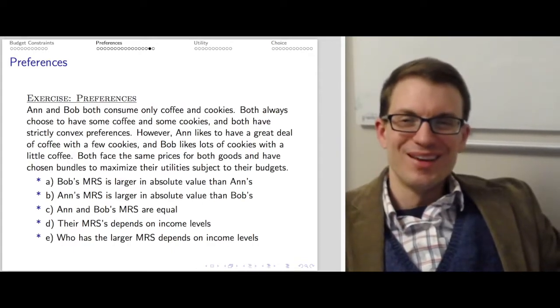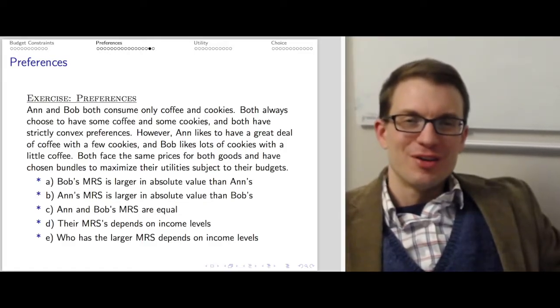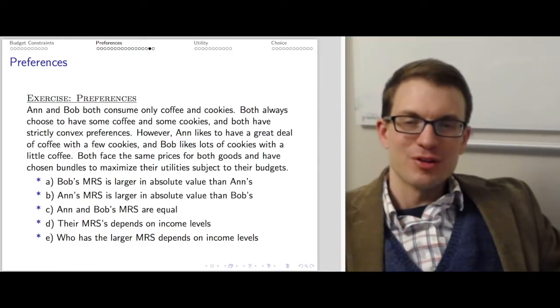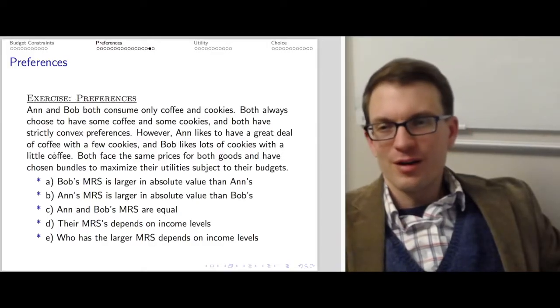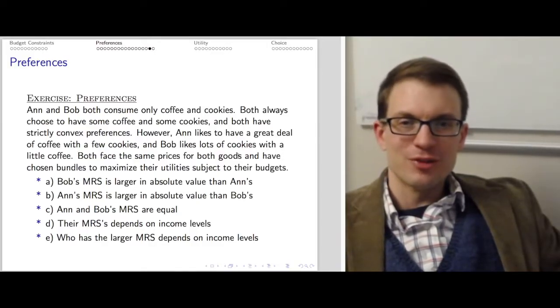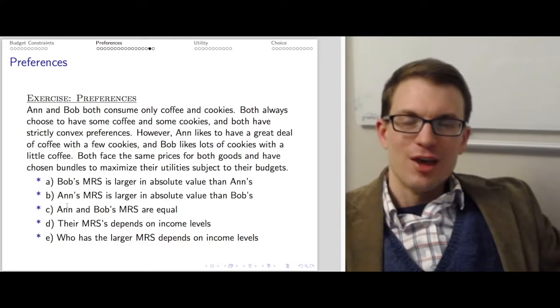It's an interesting one. Anne and Bob both consume only coffee and cookies. Both always choose to have some coffee and some cookies, and both have strictly convex preferences. However, Anne likes to have a great deal of coffee with a few cookies. Bob likes to have lots of cookies with a little coffee. Both face the same prices for both goods and have chosen bundles to maximize their utility subject to their budgets. What can we say? Bob's MRS is larger than Anne's.